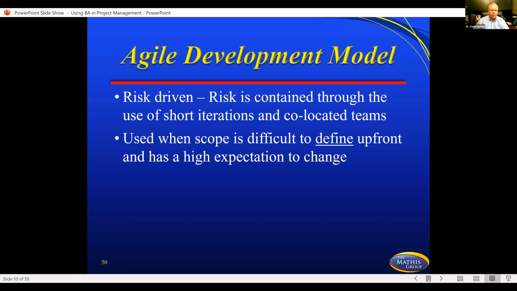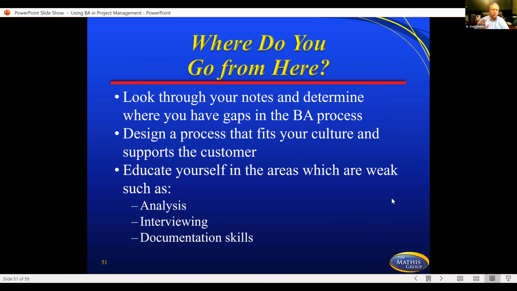But when we're looking at this, it's used when scope is difficult to define up front and has a high expectation of change. So those of you who are using Scrum and Agile, the reason you're doing that is because you've got a lot of changes, a lot of potential change orders, and you might even be trying to hit a moving target. But your business analysts will still work in Agile and Sprint type situations because they're still doing the analysis and they are still giving communication back and forth to the customer.